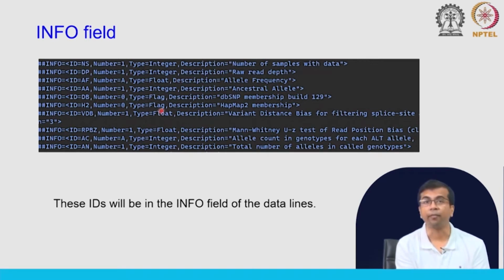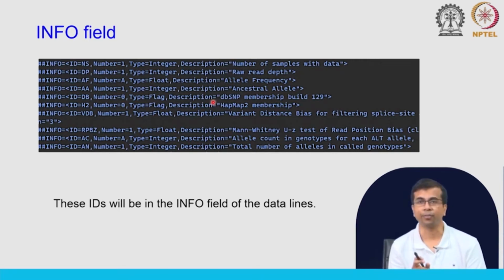You also see this type flag, and then number is 0, because you do not expect a number, but it is only a flag that will be used, and here the description is membership of a certain database, whether this variant is present in this database or not. If this flag is present, the variant is present in the database. If this flag is not present, the variant is not there. So, this is how the flag will be used.